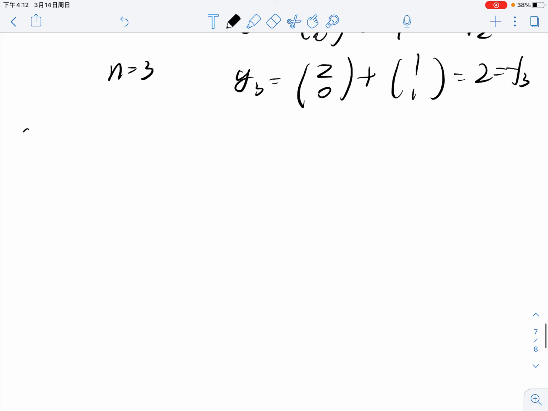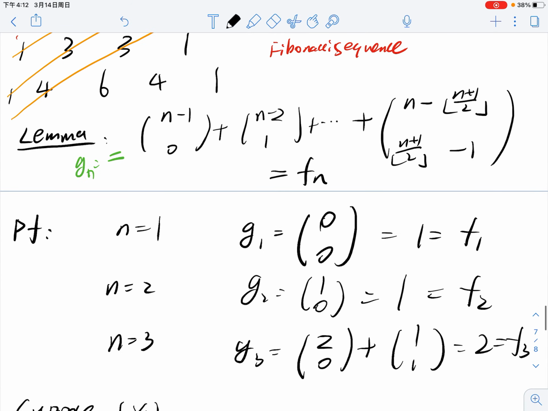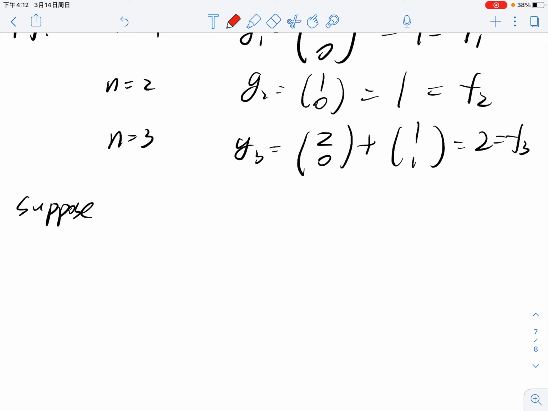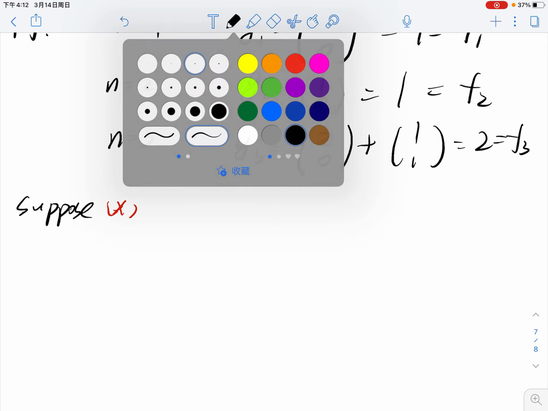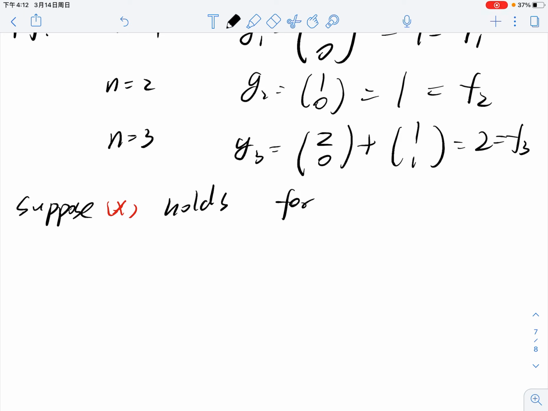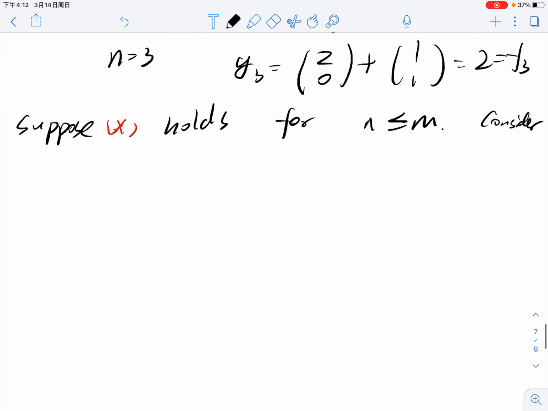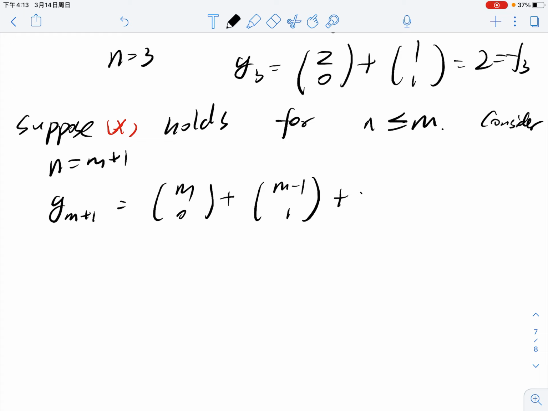Okay, now suppose star, so let's call this star. Suppose star holds for n less than or equal to m. Consider the case n equals m plus 1. And you can write down the definition for m plus 1.